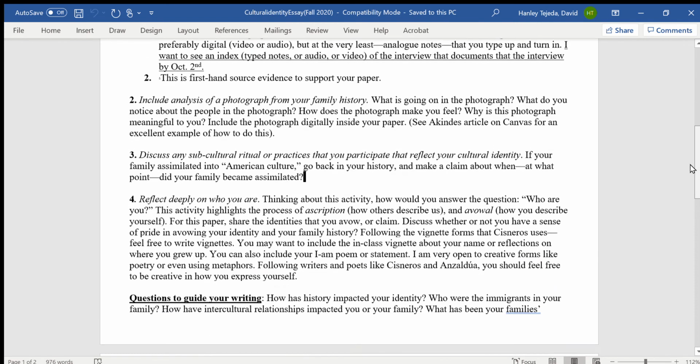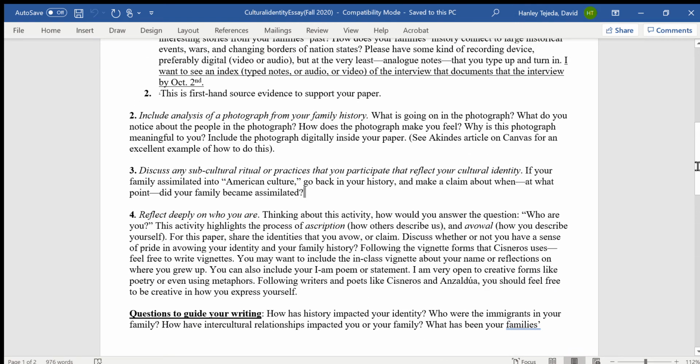And then the fourth part of the paper can be really fun. I want you to reflect deeply on who you are. And you could even be really open to lots of creative forms when you do this. So thinking about this activity, how would you answer the question, who are you? This activity highlights the process of ascription, how others describe us, and avow, how you describe yourself. So oftentimes there can be a tension between how we are ascribed an identity versus how we see ourselves. And so you can talk about that. For this paper, share the identities that you avow or claim.